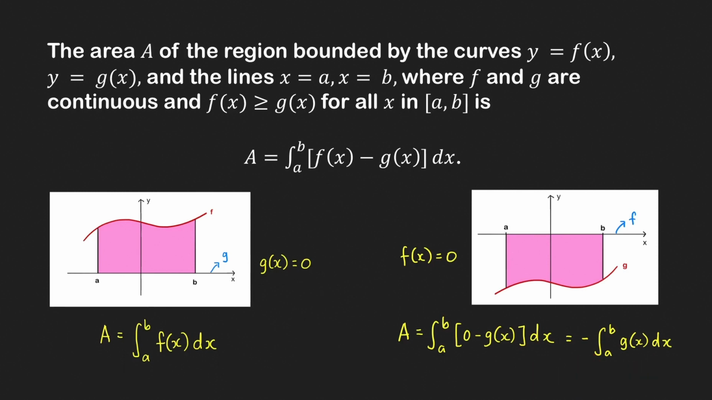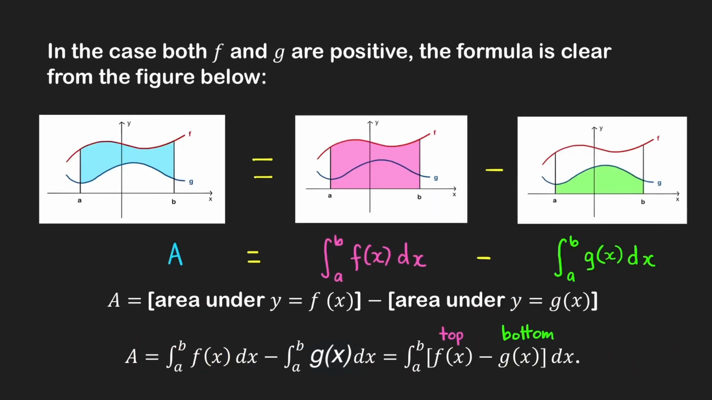Let's consider another case. If we look at the case where both f and g are positive, the formula is clear from this figure. The area of this region is just equal to the area of the region under f, which is the definite integral of f of x dx from a to b, minus this green region here, which has an area equal to the definite integral of g of x dx from a to b.